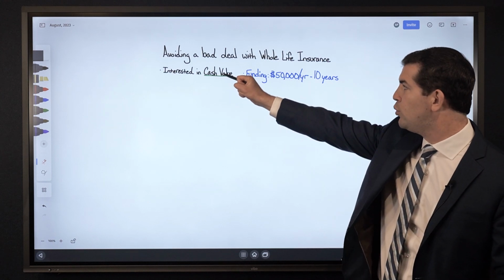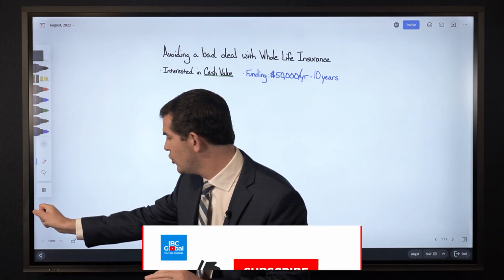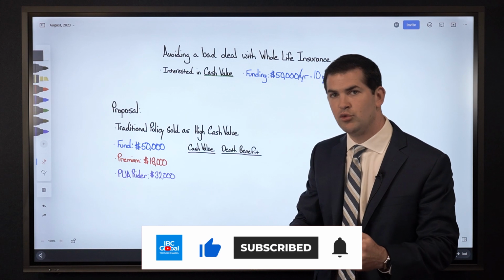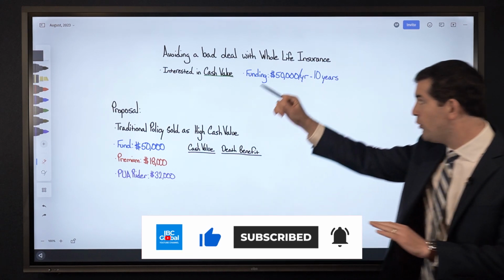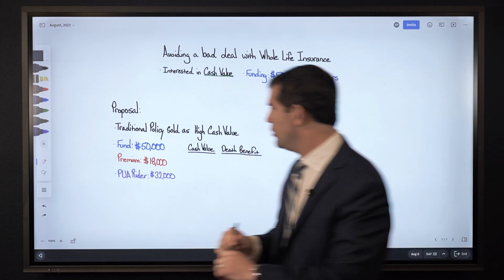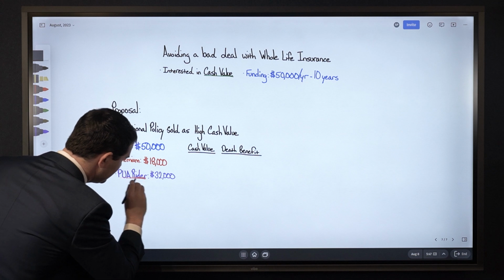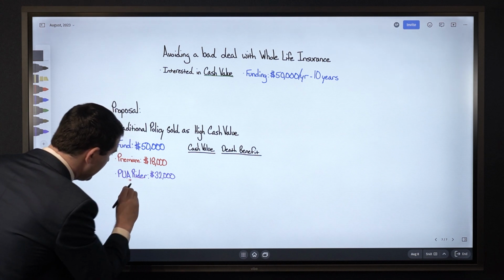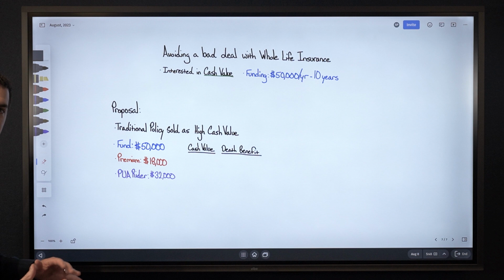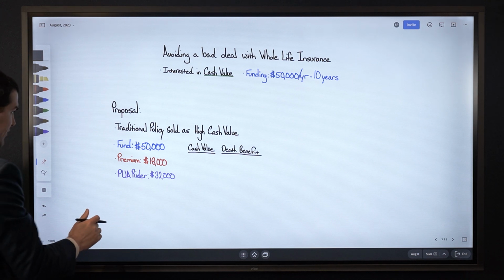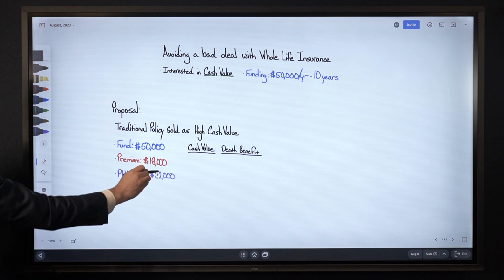So we've got his main point of interest here, and here's what he's originally proposed. We've got an individual who's 40 years old. We know what he's interested in, $50,000 per year, and what he has shown is a policy that of that $50,000, he's got $18,000 going toward the insurance premium, and the rest is going toward this PUA rider. PUA stands for paid up additions. This is a great way to maximize the cash value of a whole life insurance policy. So he's got $18,000 going toward the premium.